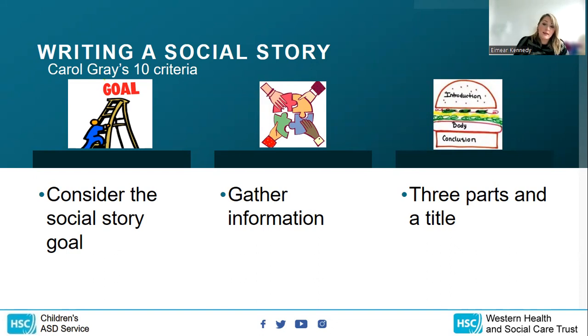The next step then is the actual structure of the story, and that is referred to as 3 parts and a title. So a social story has a title, an introduction which clearly defines the topic, a body that adds the detail, and then a conclusion that reinforces and summarizes the information. So just like any story, it has those 3 parts: introduction, body, and conclusion.